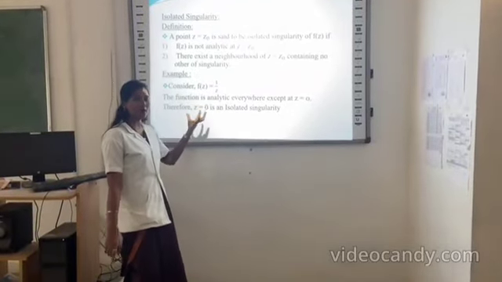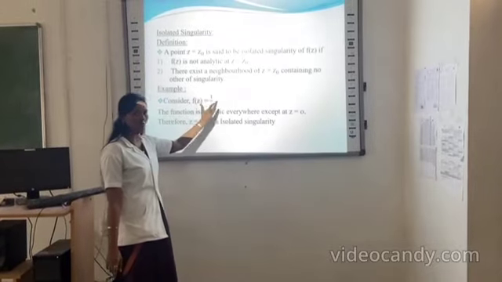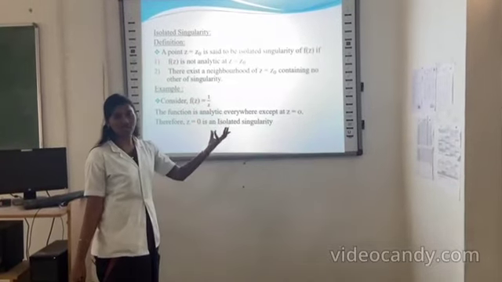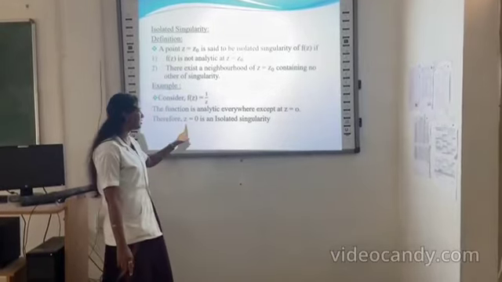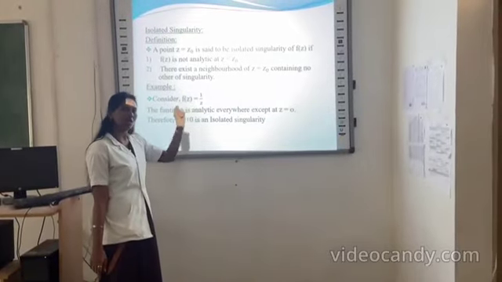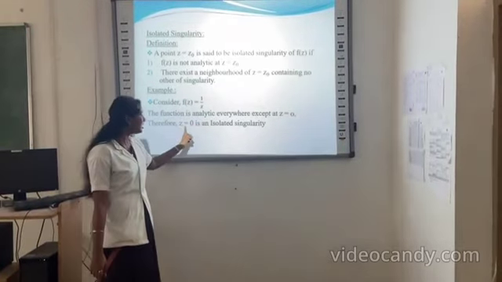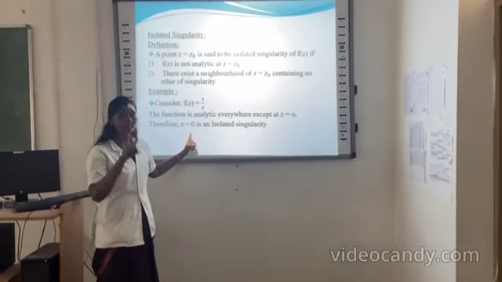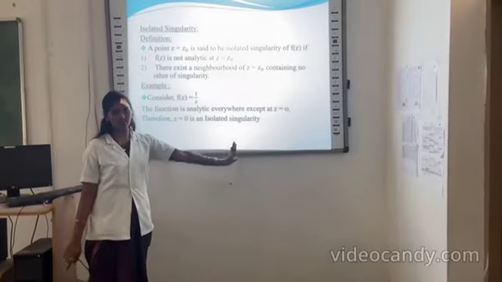No other point, if you substitute it in the denominator, will make the function not analytic. Exactly only one possibility, z equal to 0. If you substitute z equal to 0 in the denominator, the function is not analytic. That means only one point satisfies the singularity condition, so z equal to 0 is an isolated singularity.